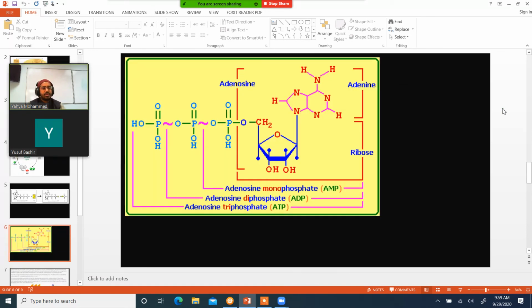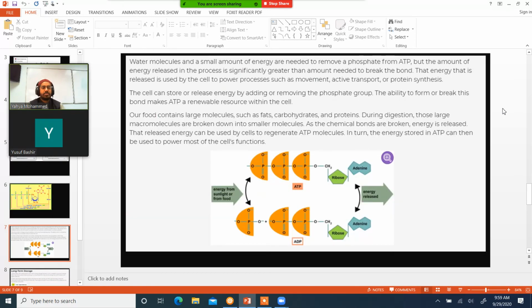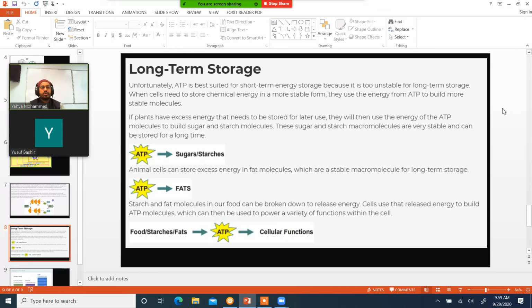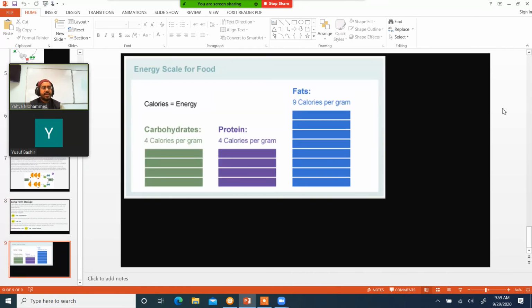So again these were the different types: AMP, ADP, and ATP, depending on how many phosphate groups you have. And then we're talking about long-term energy storage. ATP is very unstable, so you have to turn it into fats and starches and other things in order to store it long term. And of course, fats produce the most energy per gram.